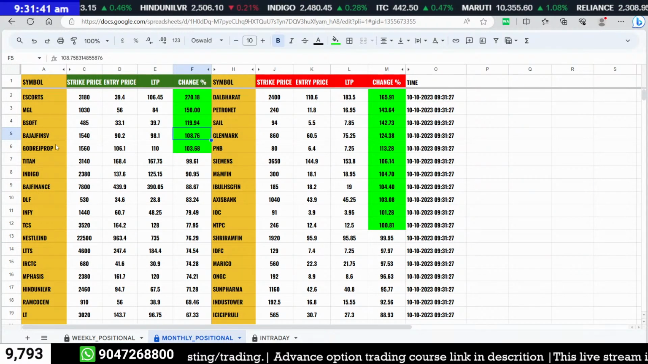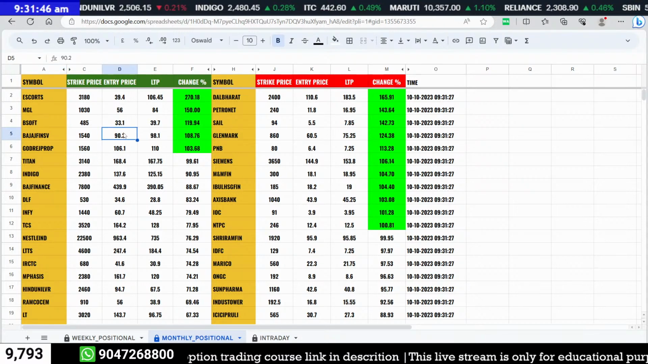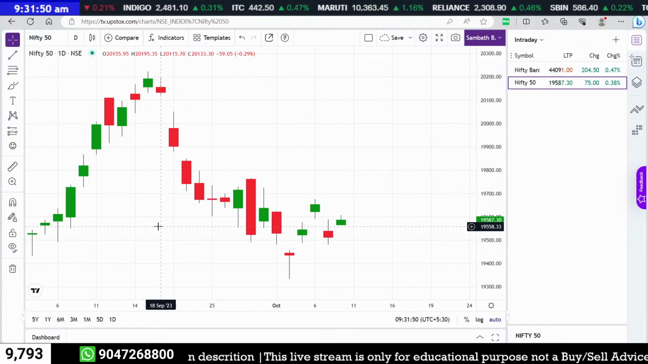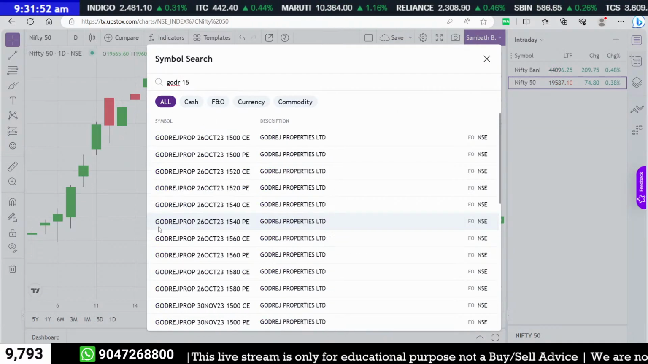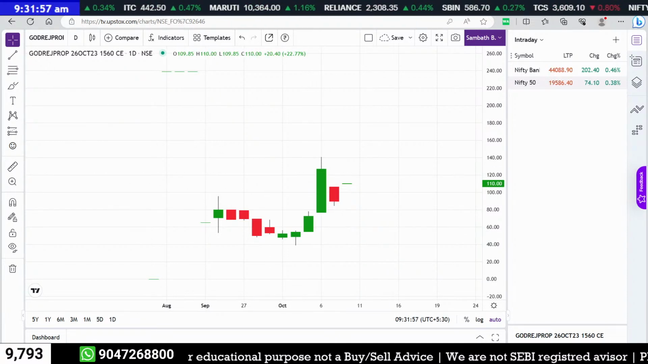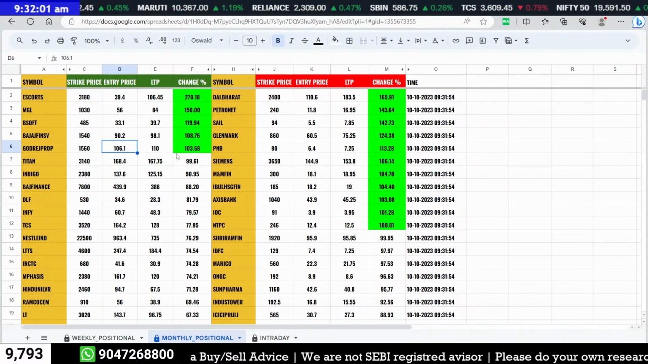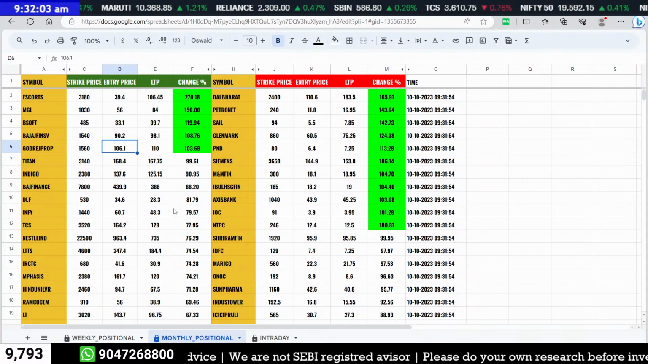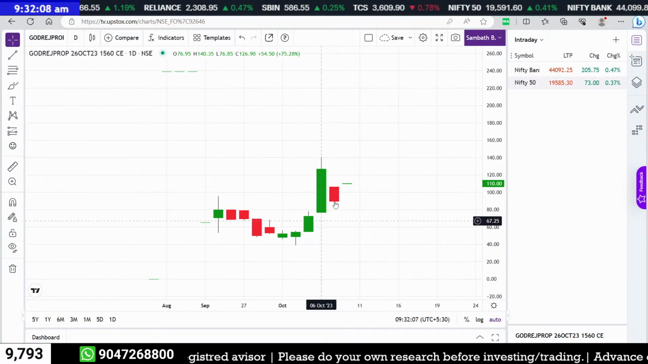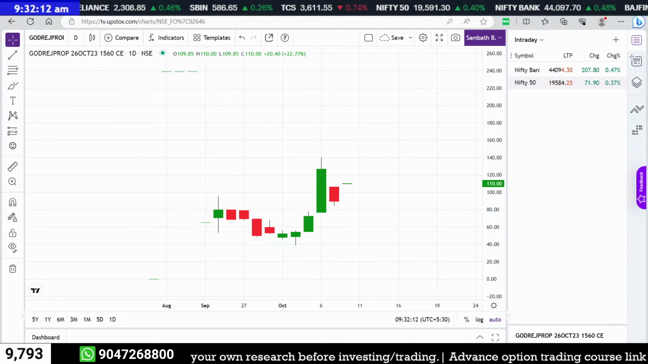For monthly positional, we have Godrej Properties and Bajaj Finserv. Bajaj Finserv is not a today's entry, it has already given the entry point. And Godrej Properties 1560 is also already triggered, and it went up 140 points. This is also not a fresh breakout, it may be a breakout you are looking at for a re-entry. On this particular day it gave the breakout and already moved 140.